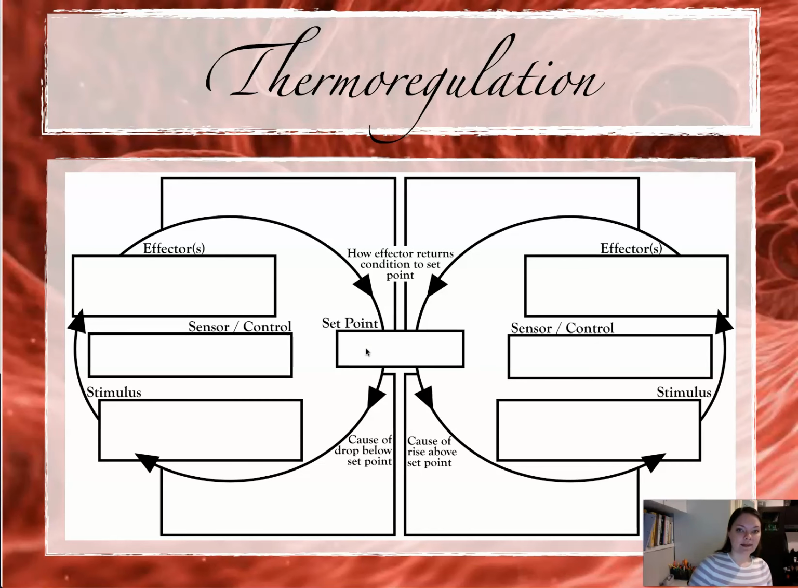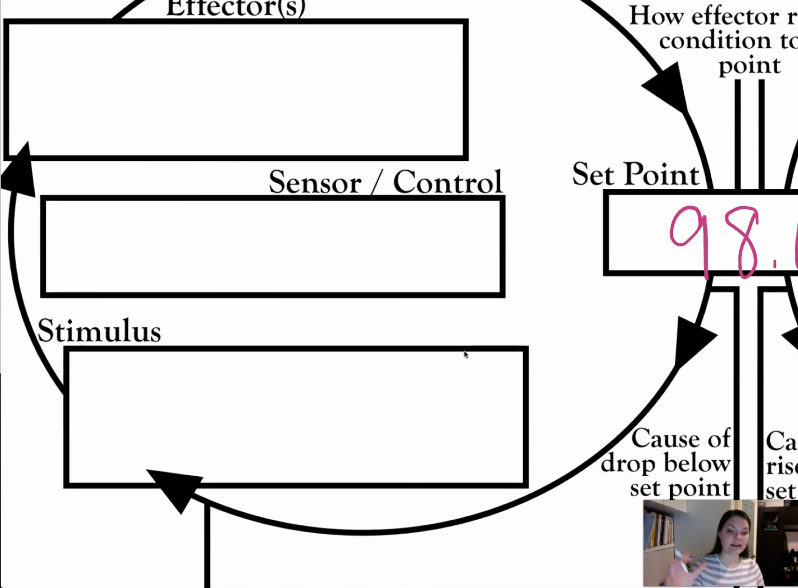So our set point for body temperature in humans is roughly 98.6 degrees Fahrenheit. If you've been looking at a lot of science news lately, you'll have realized that they believe that set point is changing to become a little bit higher, a little bit lower, but we're going to run with 98.6 as that set point. So there's a host of different things that can cause your temperature to start dropping, but ultimately the stimulus, if the temperature drops, is a dropped temperature.